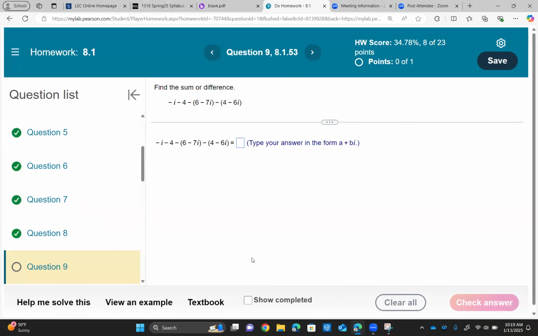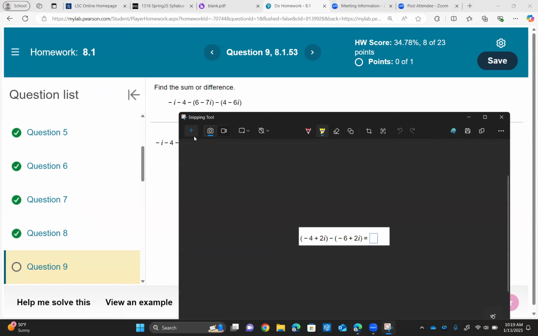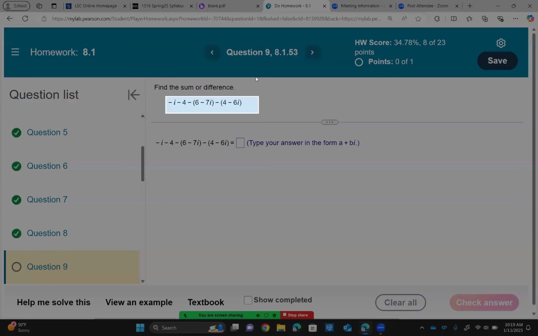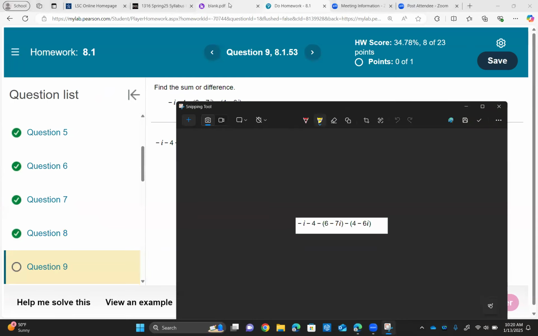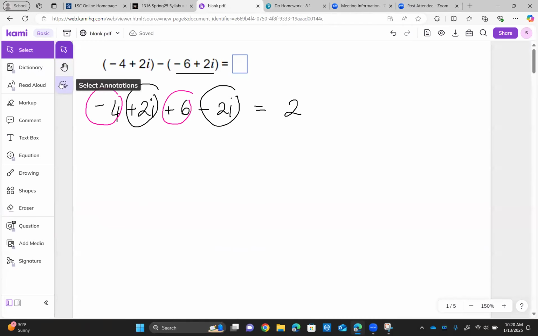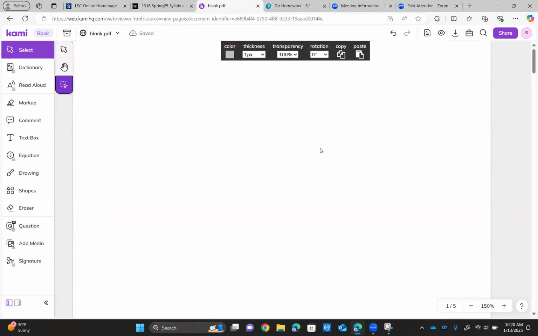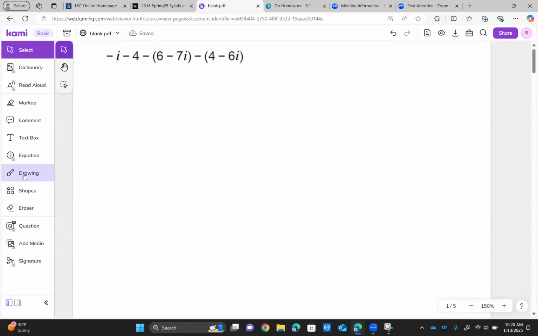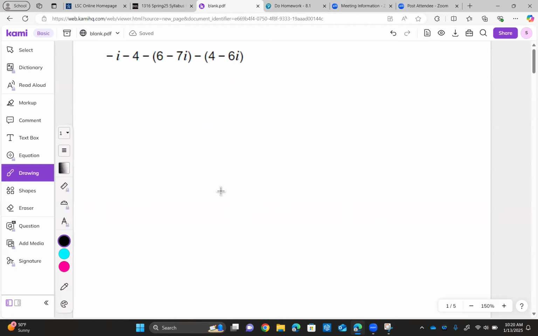So let's just do one more time, addition and subtraction combination. So for this problem, there are actually 3 numbers here. Okay. So for the first one, I am going to keep the negative i and negative 4 the same. But for these two, since they have a negative before the parentheses, everybody is going to change signs.